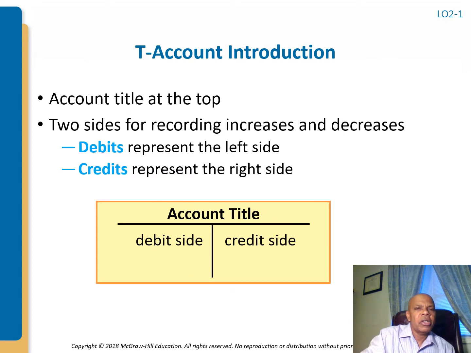T account introduction. It's a simple way to record the transactions. Account title at the top, and two sides for recording increases and decreases. Sometimes you have an asset account, sometimes you have a liability account, depending on that, and we get into those details. Debit represents the left side. Here is the debit side. Okay, debit. And we have a credit side.